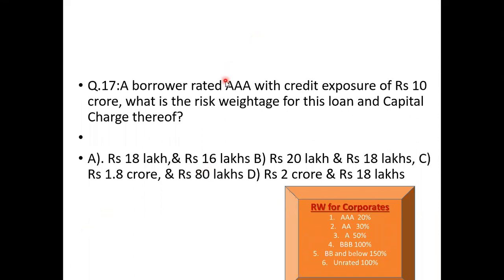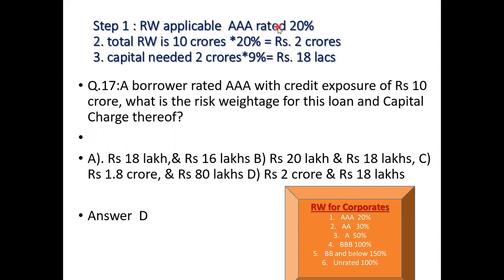Now, for example, they will give like this. One live example: a AAA rated borrower. You have given a loan of 10 crores. What is the risk weight and what is the capital charge thereof? They will give 4 options. So immediately you can calculate. AAA means you have to remember 20% risk. So 10 crore will become 2 crores. The answer is given here.